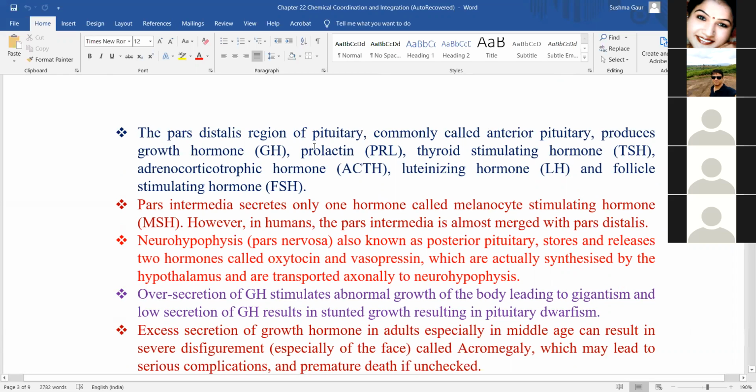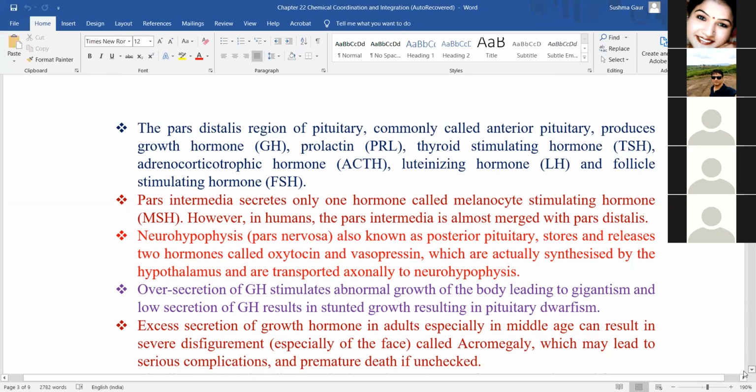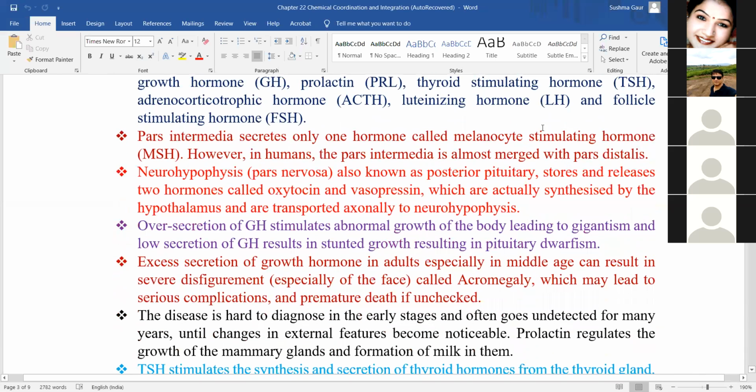So you have to remember about both anterior and posterior portion of pituitary because they will produce different hormones. So you should not get confused about which hormone the anterior portion will produce and which hormone the posterior portion will produce. Okay, so learn it thoroughly. The anterior portion will produce growth hormone, prolactin, thyroid stimulating hormone, adrenocorticotropic hormone, luteinizing hormone, and follicle stimulating hormone. Whereas the pars intermedia secretes only one hormone, that is melanocyte stimulating hormone.